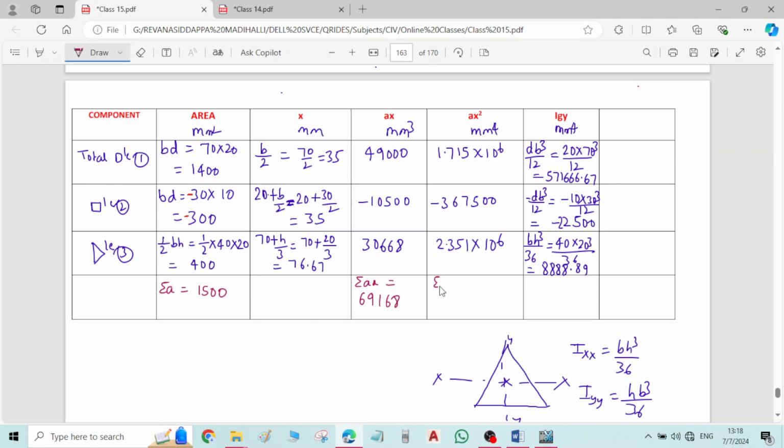Then sigma AX square is equal to, please cross check the answers, 3.698 into 10 power 6. Then sigma IGY is equal to 558.05 into 10 power 3.